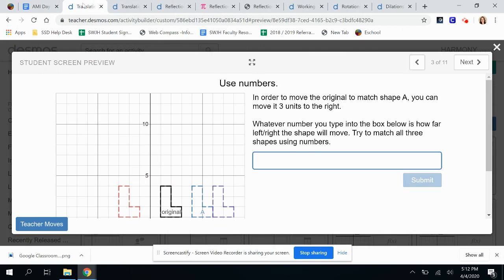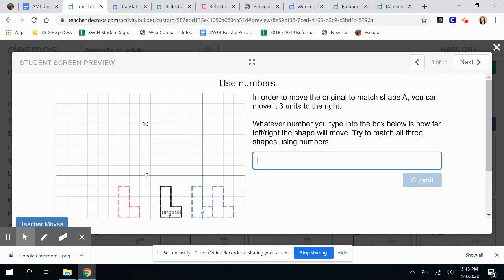Our first transformation we're going to talk about is a translation. A translation is a slide. We're going to take an original image, which we call a pre-image, and move it either left to right or up and down when we slide it around. This one we're going to look at sliding to our blue image here.